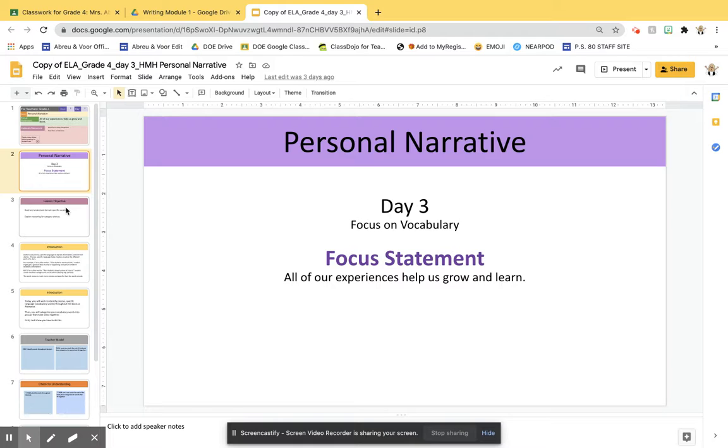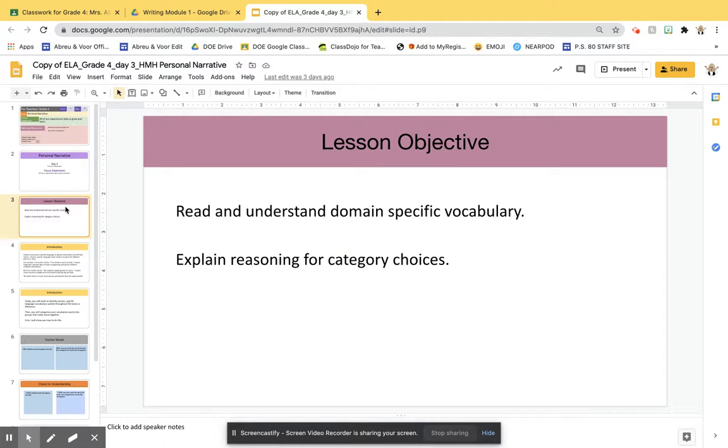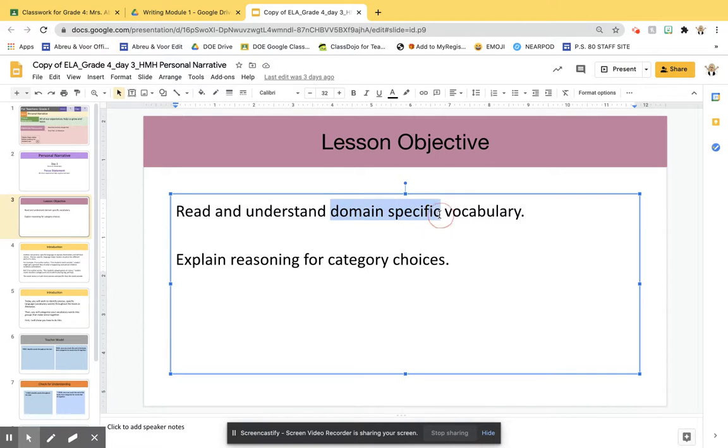So, if you guys already did lesson 2 and listened to my video, you should have already read the story La Mariposa by Francisco Jimenez. Today, we're going to focus on reading and understanding domain specific vocabulary. And that really just means specific vocabulary that we're working on in this unit. And we're going to explain reasoning for category choices.